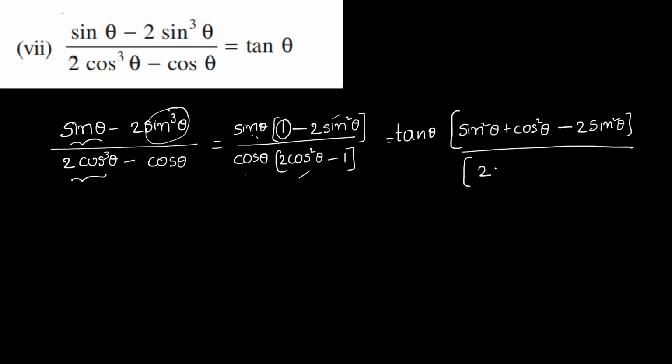And here 2 cos square theta is there minus 1, I will write it as sin square plus cos square again.